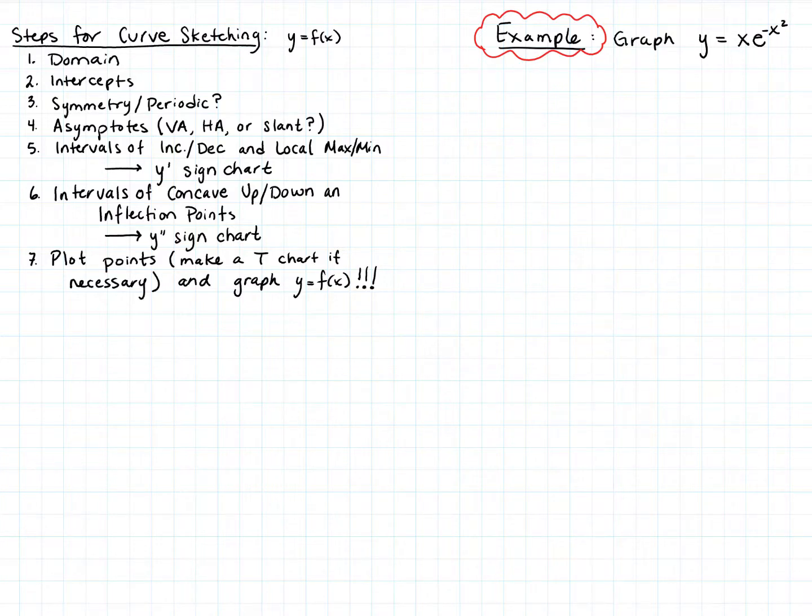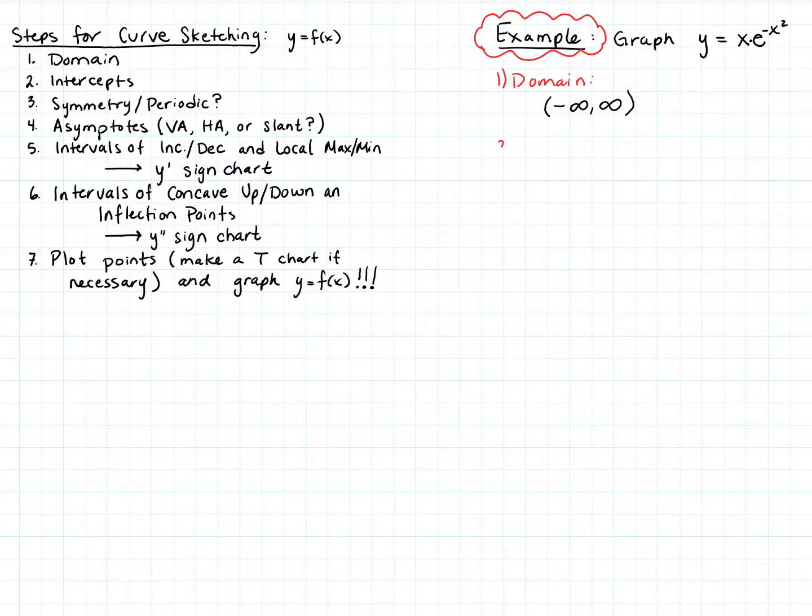So the first thing we're going to do is look at the domain. So what is the domain of the function? Over here I'm just going to write out the steps as we do it. So what is the domain of this function? The domain for this particular function is x. It's a linear function x times an exponential, where the linear function and the exponential have no restrictions on their domains. Therefore, the domain of this function is from negative infinity to infinity.